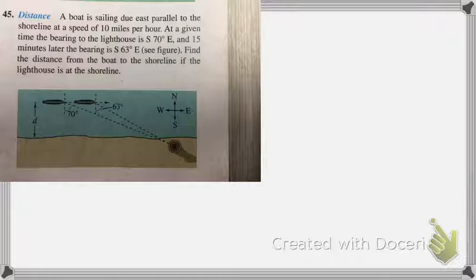So when you look, it says a boat sailing due east, so we can see that the boat is actually traveling this way. And it gives me some information. It's traveling parallel to the shoreline. It's saying 10 miles per hour. I wonder if that's important. Seems like it might be. At a given time, the bearing to the lighthouse is south 70 degrees east. Okay, so that's why they put this right there.